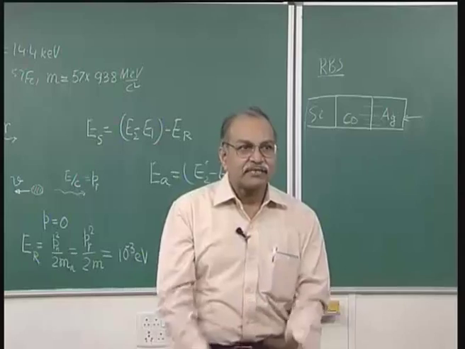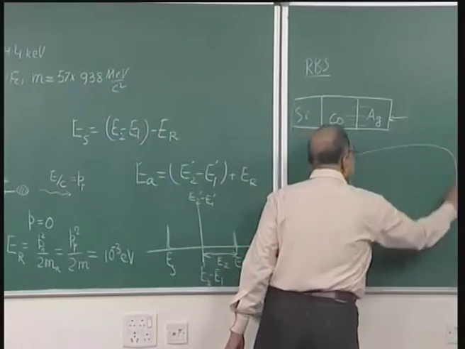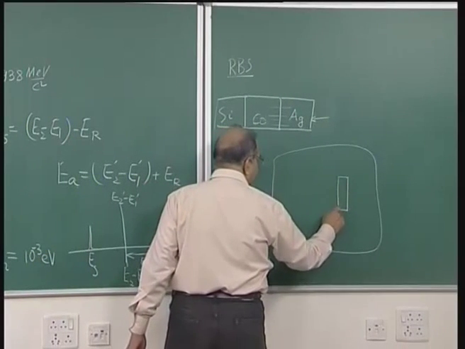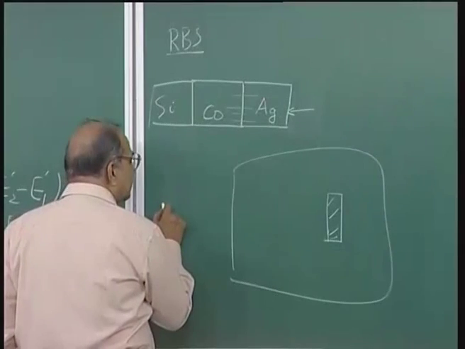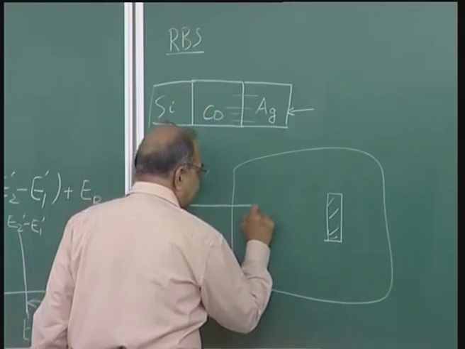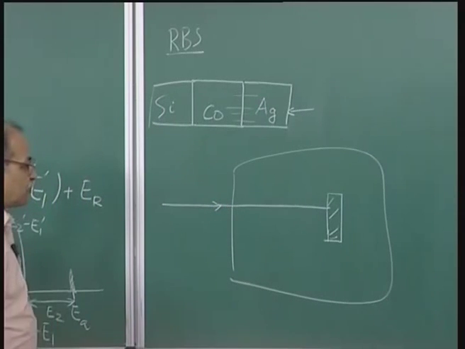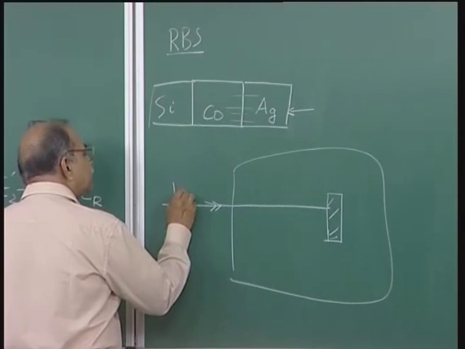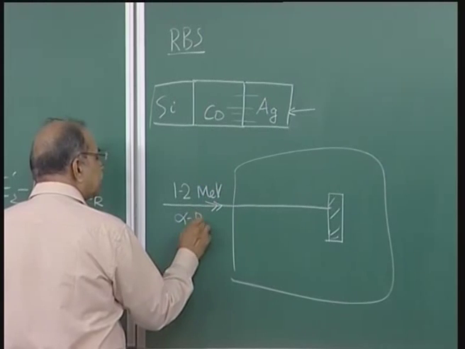What is the experimental setup? You have some kind of vacuum chamber in which you put the material, this is the material, and then you send an alpha particle beam. Generally it is done with alpha particles, but it can be done with other things also, proton beam also. So, this beam is of the type of 1 to 2 MeV alpha particle beam.